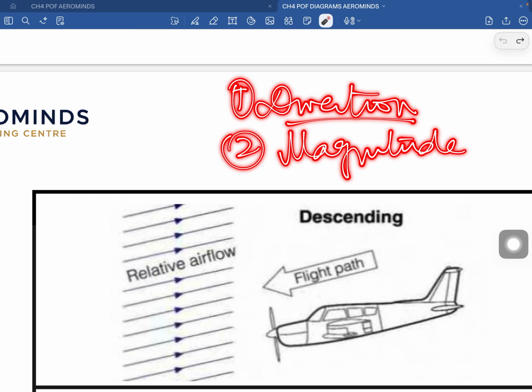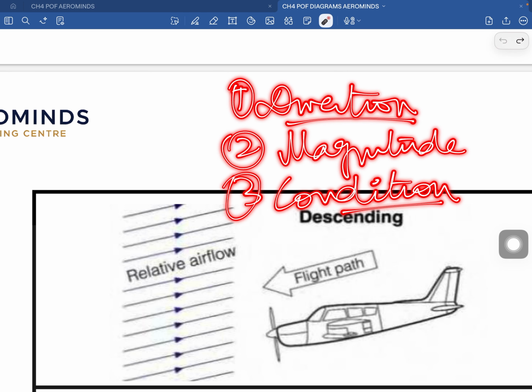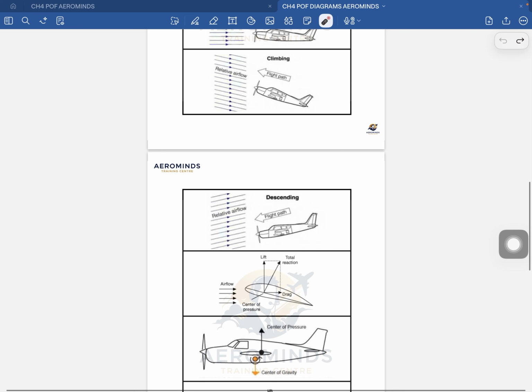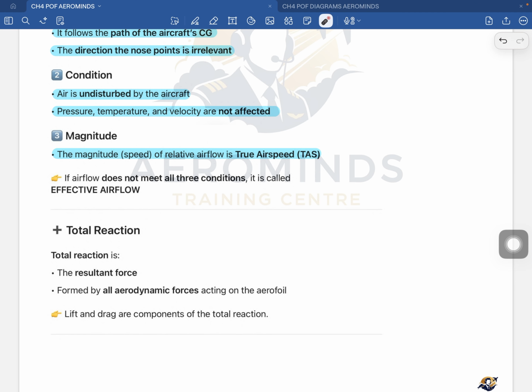Magnitude is same as the TAS. Third is the condition. Now what is the condition? That the air has relative airflow must be undisturbed by the presence of the aircraft. The pressure, temperature and velocity must remain unchanged. Got it? So remember this, the last point also. If the airflow does not meet the three conditions, it is called effective airflow.